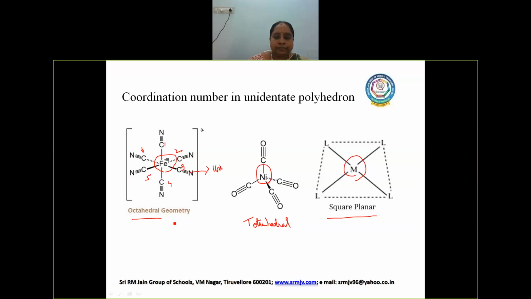Is it clear? This type of complex is called an octahedral complex. So, children, what will be the coordination number of this? 1, 2, 3, 4, 5, 6. So the coordination number of iron is 6 here. And what about here? Nickel is bonded with 4 carbonyl groups as it is tetrahedral. The coordination number of this complex is 4. That means nickel is 4, right?